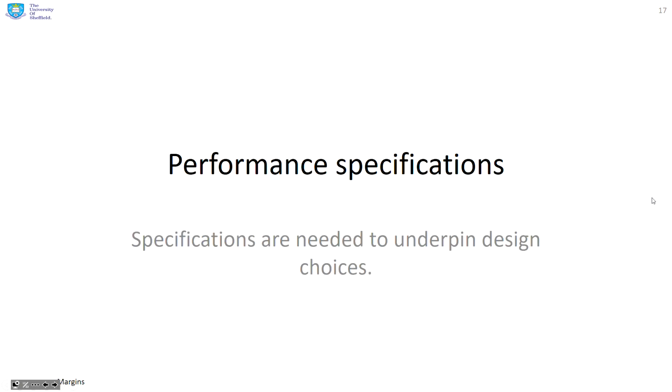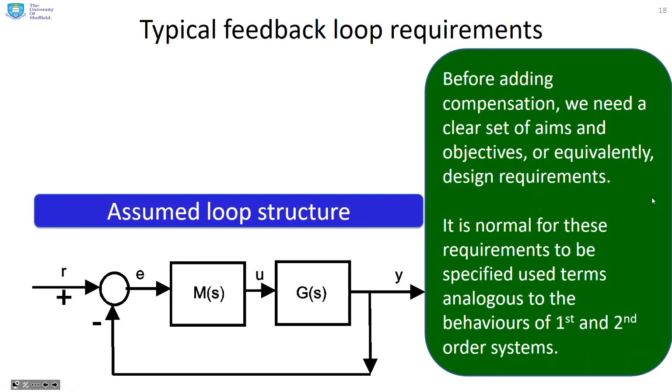Now, to finish off this quick introductory video, performance specifications. We need to ask ourselves which value of k is best, and we can only do that if we have a clear set of aims and objectives or design requirements. Now it's normal for these requirements to be specified using terms which are analogous to behaviours of first and second order systems. So we'll give some examples.